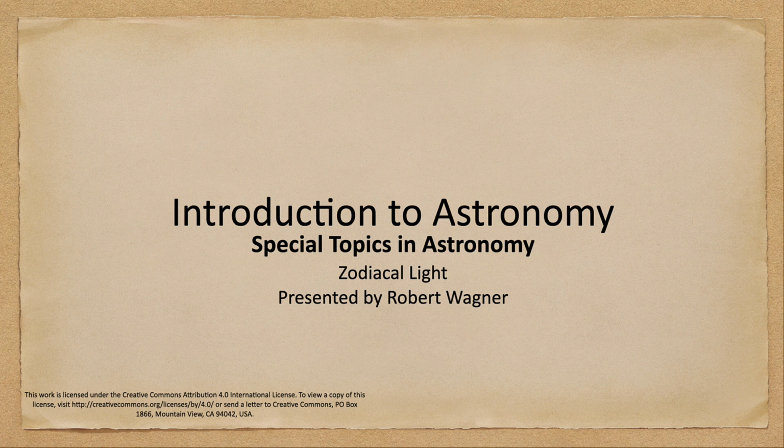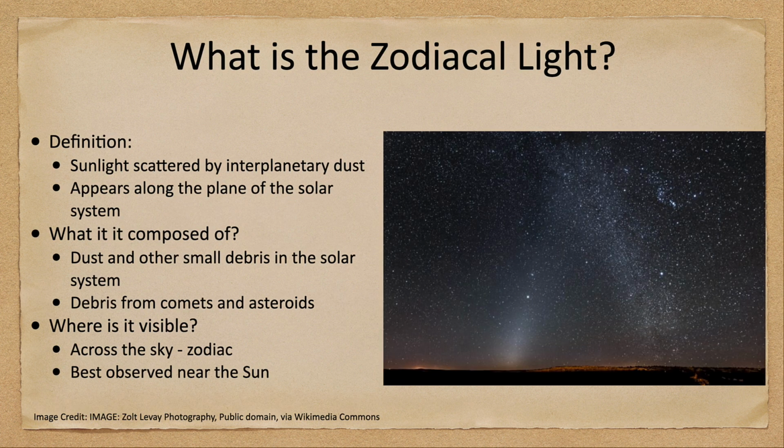In this week's special topic in astronomy, we are going to talk about the zodiacal light and find out what that means and how it's visible in the sky. So what is the zodiacal light? Well, the definition of it is sunlight that has been scattered by interplanetary dust.